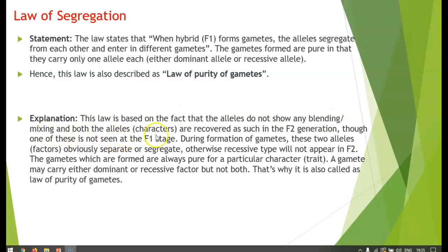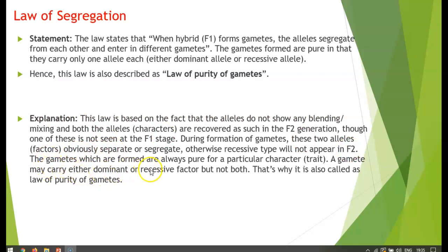and both the alleles, that are the characters, are recovered as such in your second generation, that is the F2 generation, though one of these is not seen at the F1 stage. During formation of gametes, these two alleles, that is factors, obviously separate or segregate. Otherwise, the recessive type will never appear in the F2 generation.